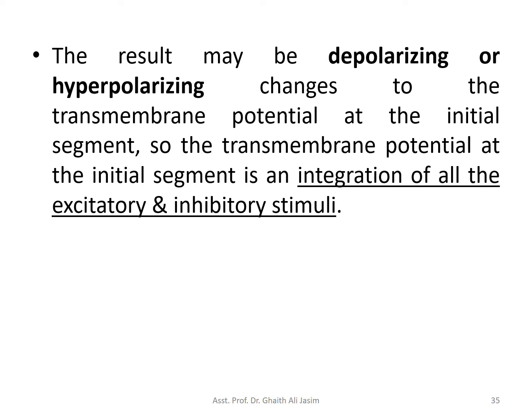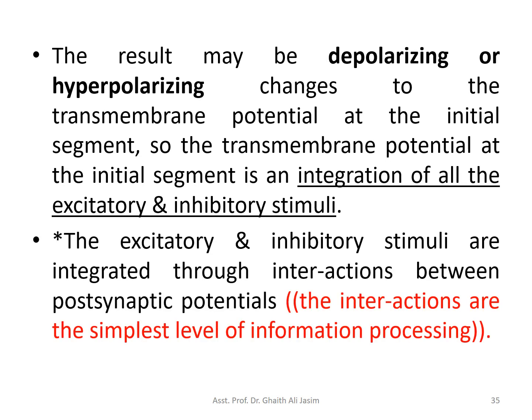So the transmembrane potential at the initial segment is an integration of all excitatory and inhibitory stimuli. The excitatory and inhibitory stimuli are integrated through interaction between the postsynaptic potentials. The interactions are the simplest level of information processing.